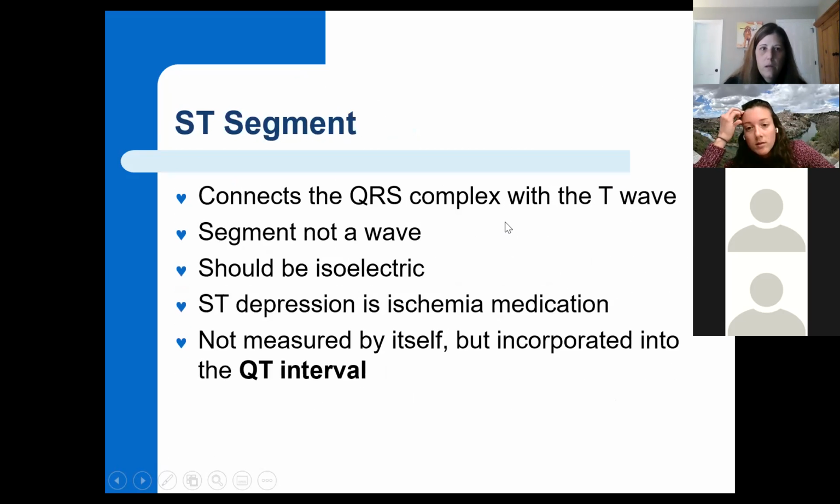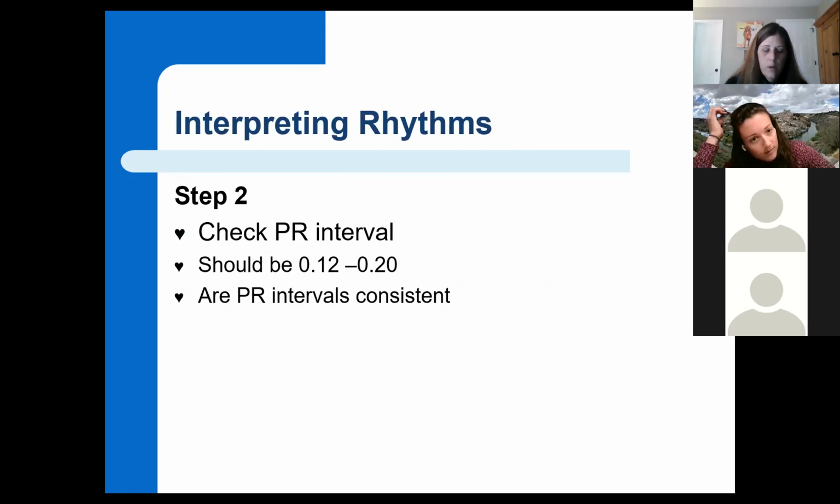Let me go back to there we go. So it should measure 0.12 to 0.20. You need to identify, are the PR intervals consistent? Just like we were looking in step 1, do we want to know if the P's are consistent? We need to know if the PRs are consistent.